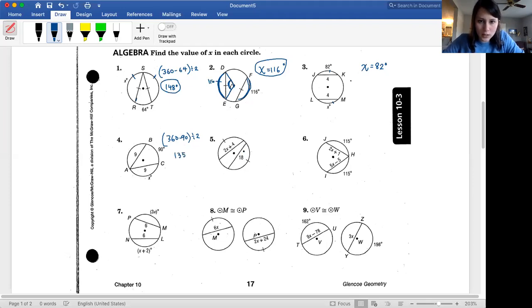All right, now we're looking at the chords. We need to find x still. So these arcs are congruent, which means I know my chords should also be congruent. So because I know these two should be equal in measure, I can use an equal sign to set them up and then work this out algebraically.